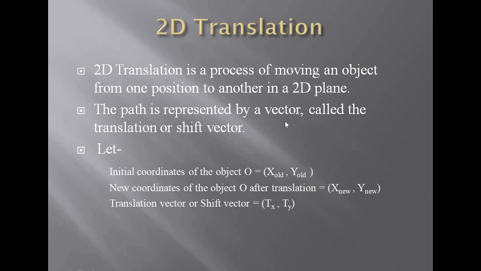In this 2D translation, we add a shift vector or translation vector to our initial coordinates, that are x old, y old. Every point or any object has its initial coordinates. Like in this example, we have an initial coordinate of object O, that is x old, y old. Then we add a translation vector or shift vector, that is tx and ty. These will be added to the initial coordinates, that is x old plus tx, then y old plus ty, to give the new coordinates, x new and y new, that we will see in the next slide.